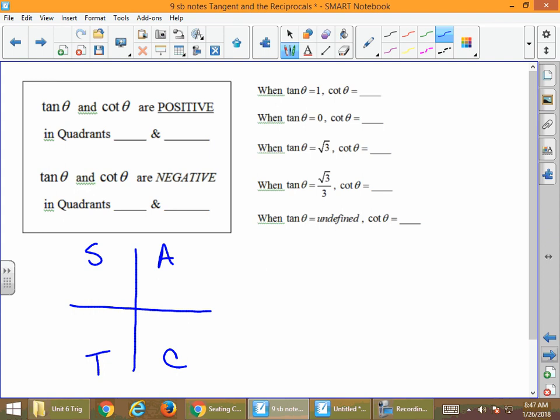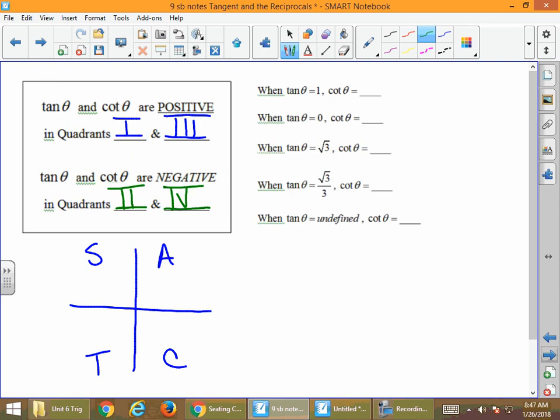That's the mnemonic, the memory technique to help us remember that in the first quadrant, all of the functions are positive. So tangent and cotangent are definitely positive in the first. And where else they are positive is going to be in the third quadrant. All Students Take Calculus: tangent starts with T, so quadrants 1 and 3. Consequently, if they're positive in quadrants 1 and 3, then they're going to be negative in quadrants 2 and 4.